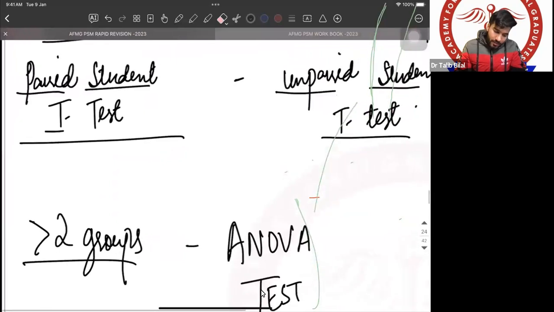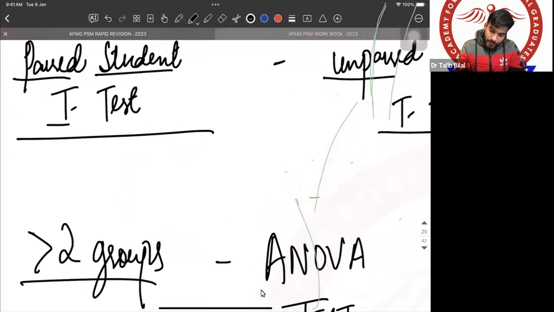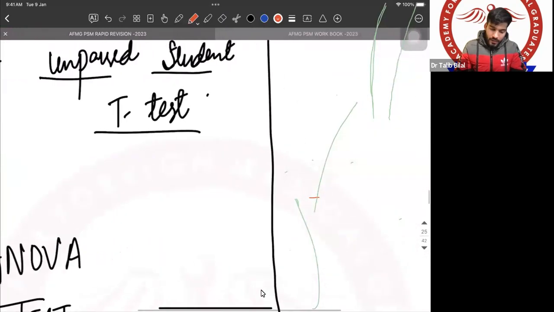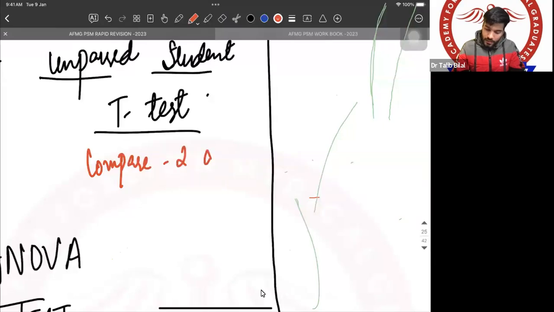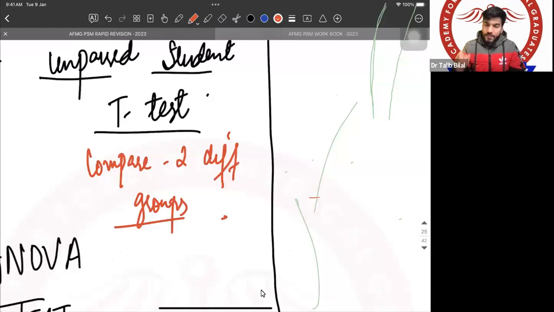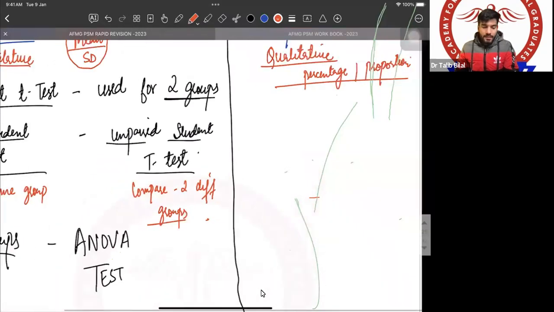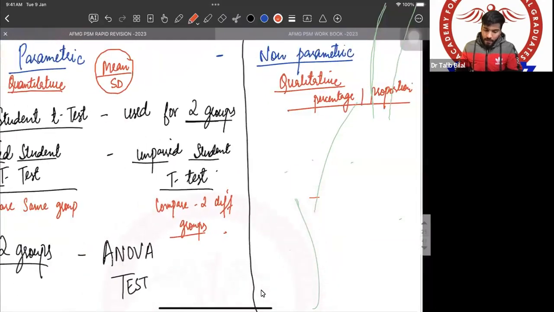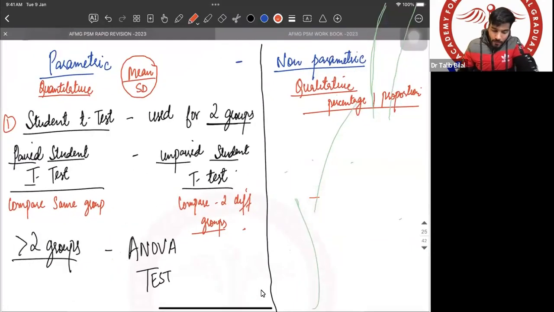Now, let me write it here. Compare the same group before and after intervention. But here, compare two different groups. Is that clear? This part is clear, guys? That was parametric. Now in non-parametric.